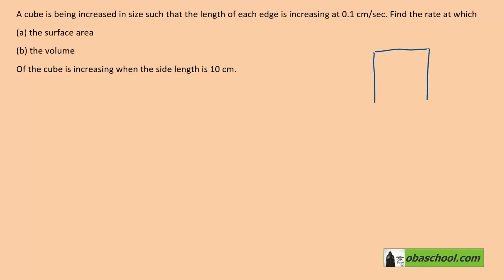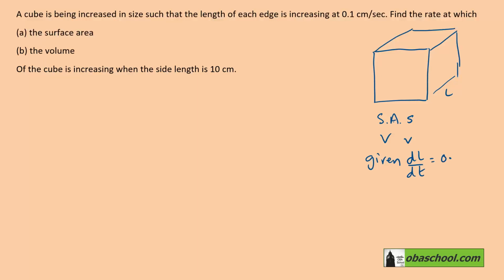So let's just think about the cube. Let's call the side length L, and the surface area we'll say is S, and the volume we'll say is V. We're given that dL/dt is equal to 0.1. That's the rate of change of an edge.